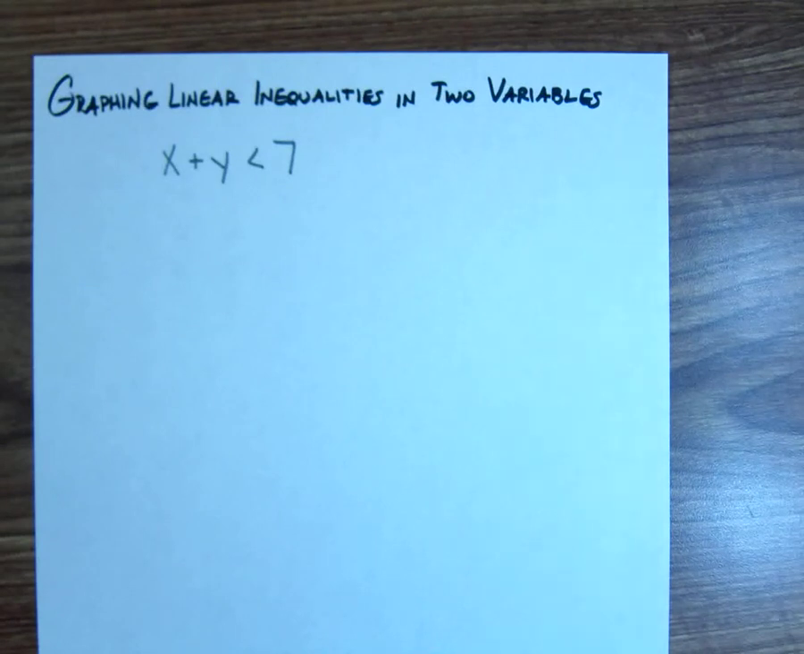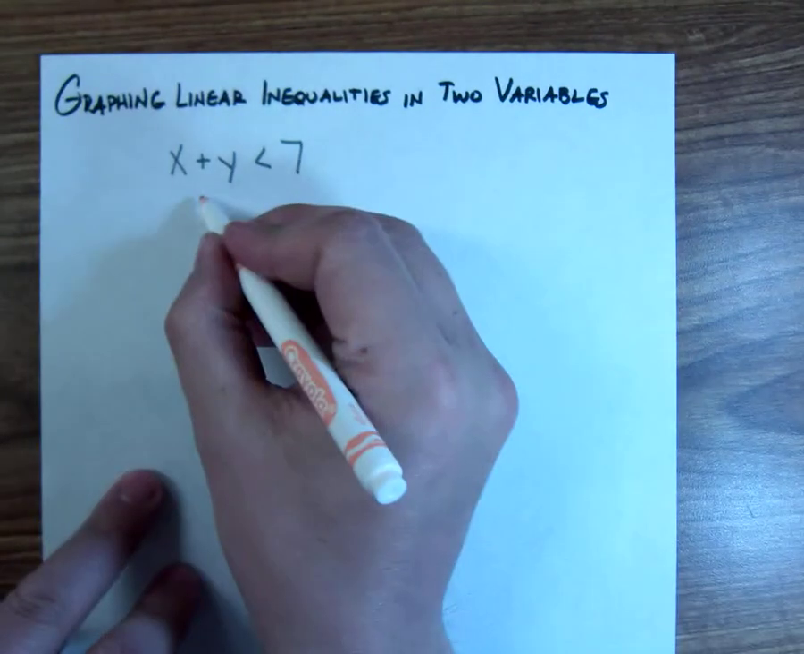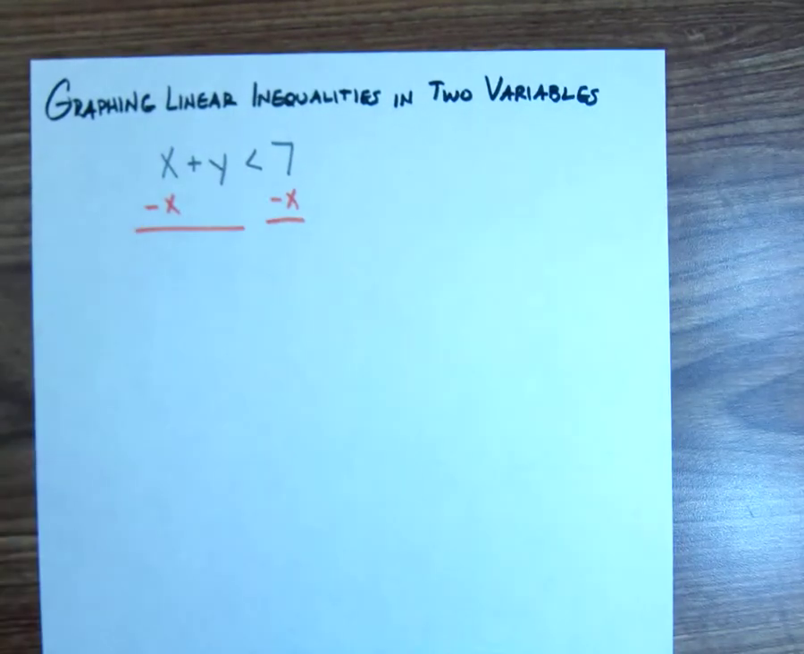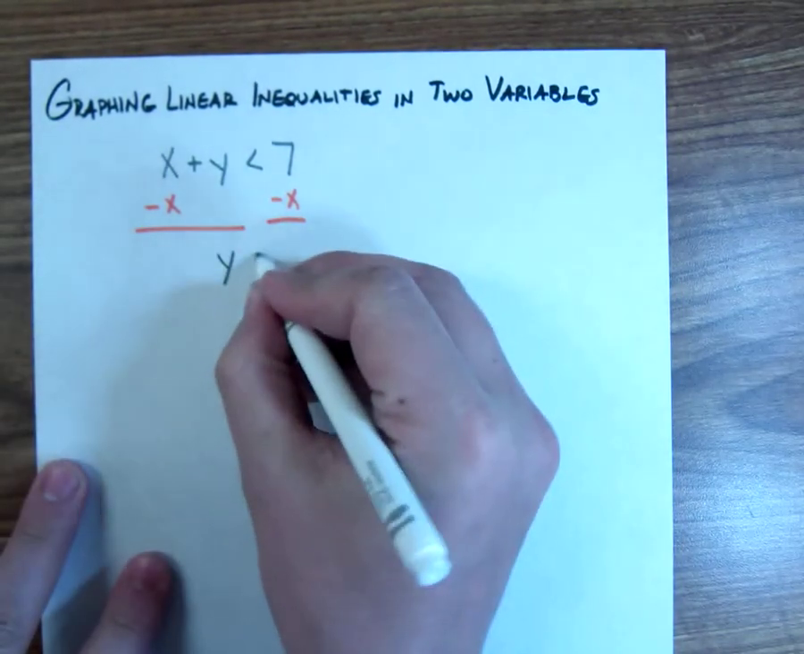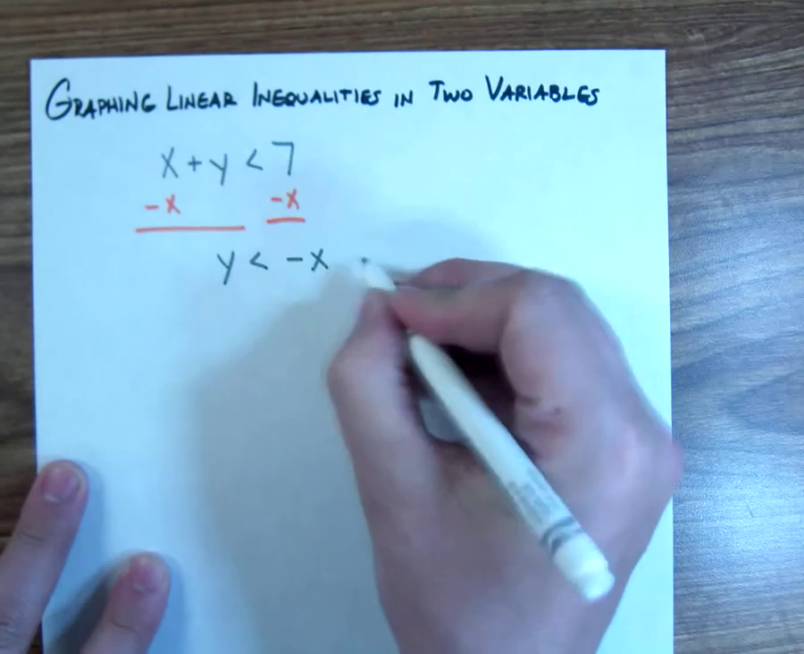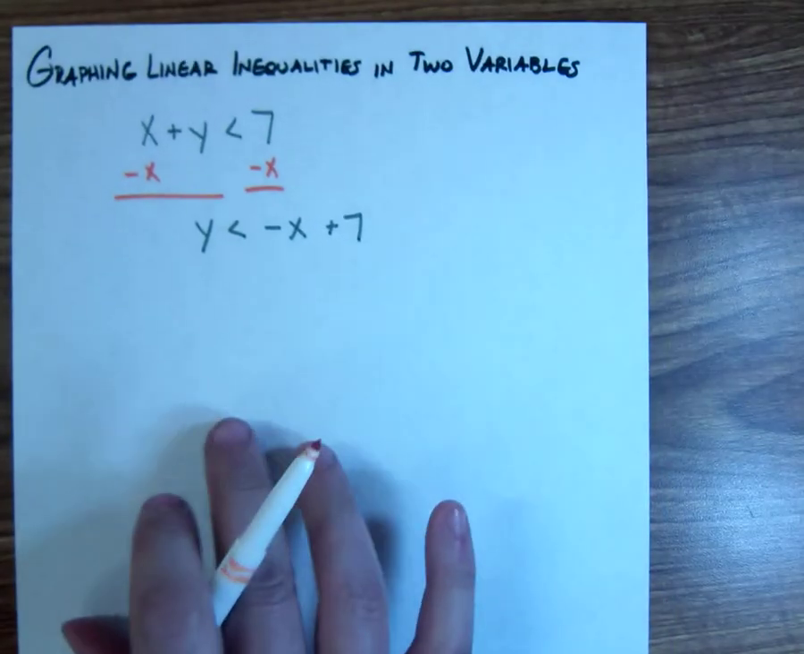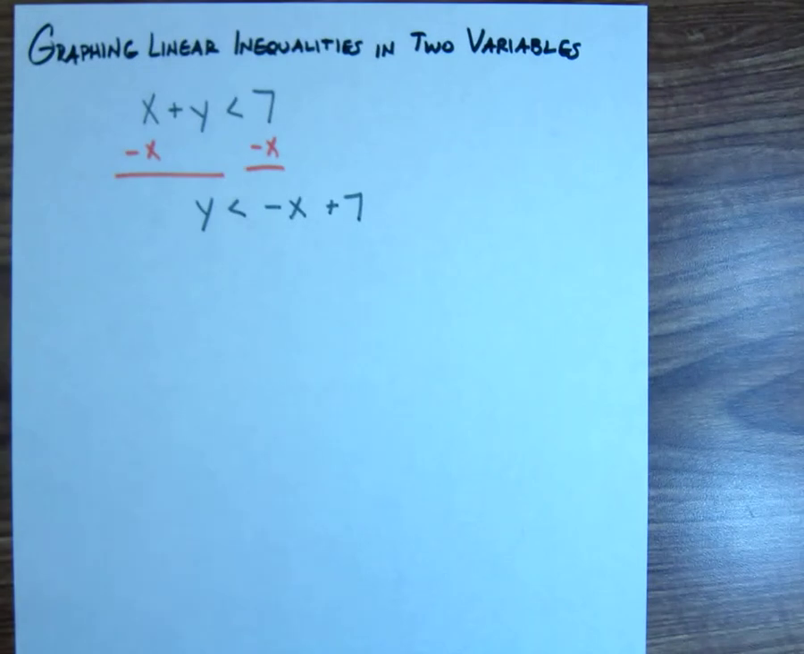So if I wanted to get this by itself, what would I do? I'd subtract x on both sides. We get y is less than negative x plus 7. Okay, so from this inequality, and we're just going to treat it like it's an equation for now, what is the y-intercept?